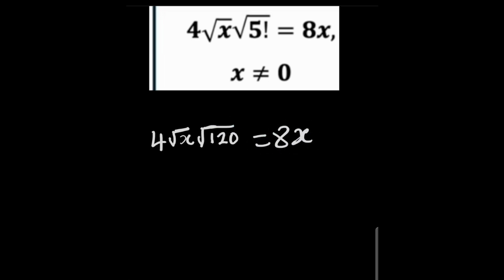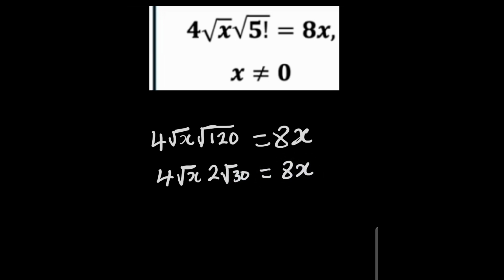Now the next thing we're going to do is take the square root of 120, and if we take the square root of 120, it's going to give us 2 root 30. So we're going to have 4 root x, then in place of root 120 we write 2 root 30, which is going to be equal to 8x.